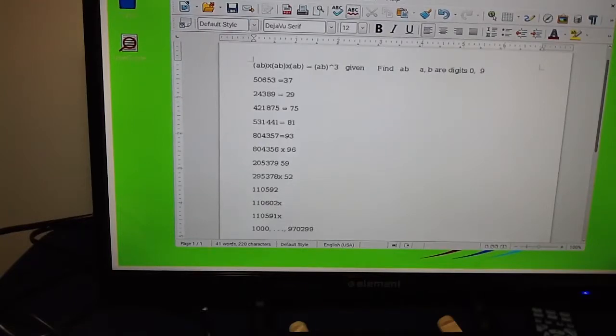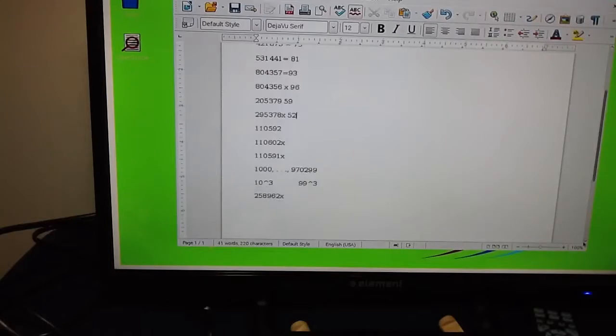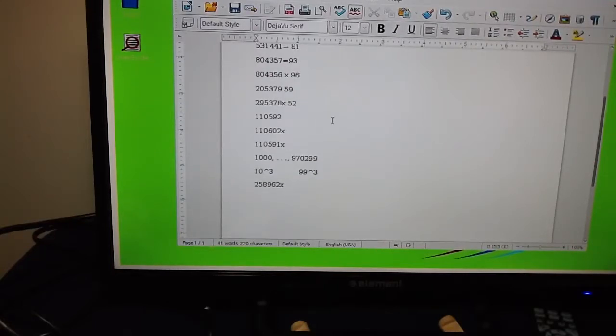Now, I went ahead and did a few other examples here, and I'm not going to belabor that. I'm just going to point out some things here. How many numbers are there between 10 cubed, which is 1,000, and 99 cubed, which is 970,299? So you've got almost 1,000,000 numbers here, and there's only 90 of them that actually meet the format.